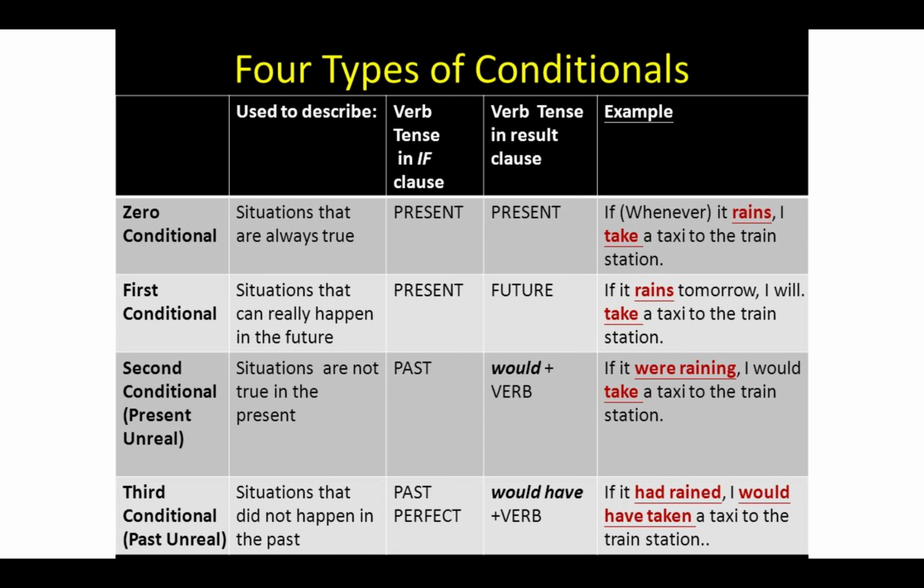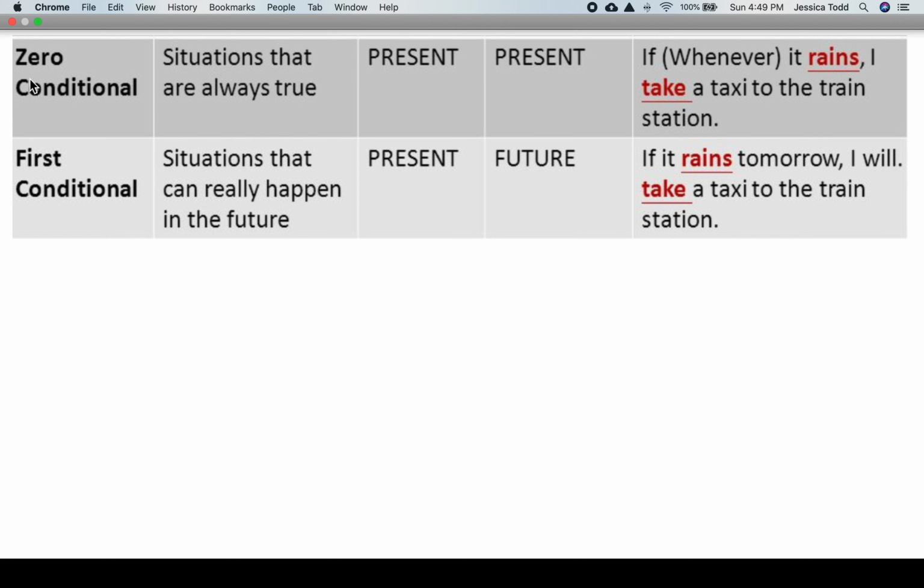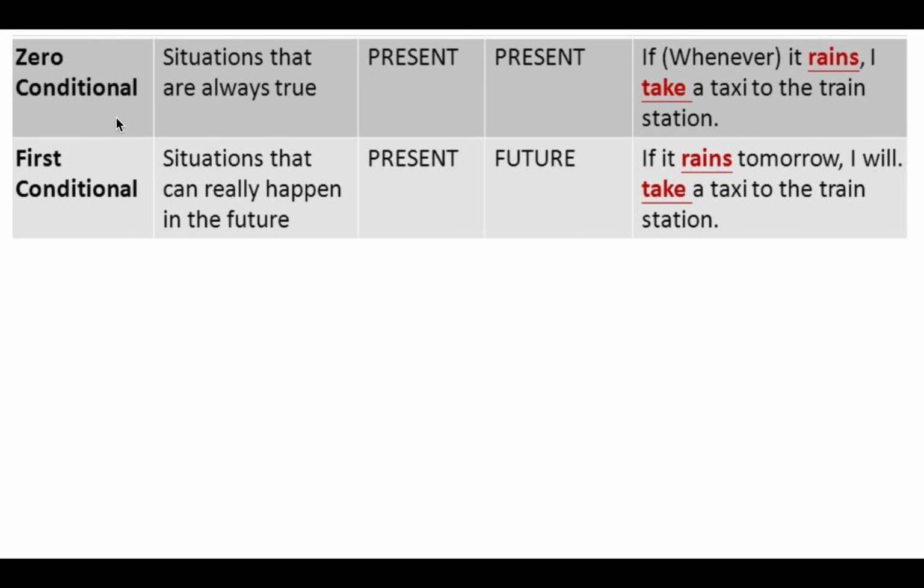But for our purposes right now, I'm going to break it down into more manageable chunks and go little by little. So the first conditionals that we'll talk about are the 0 conditional and the first conditional. The 0 conditional talks about situations that are always true. So this could be a habit that you have that you always do. It could also be a fact, something that is always true for everybody, right?